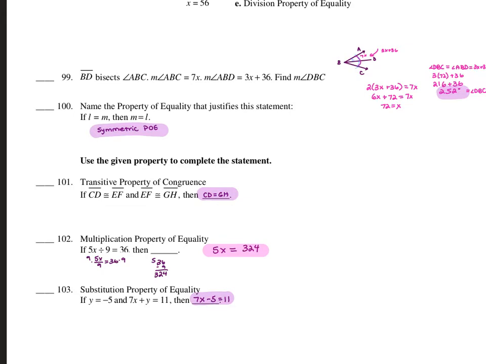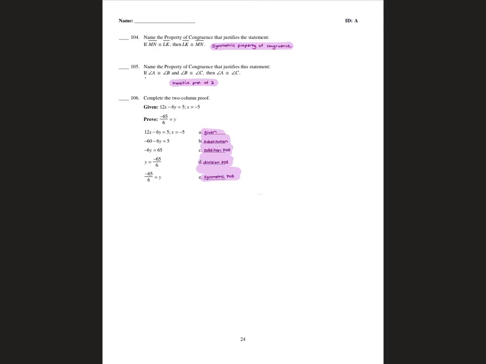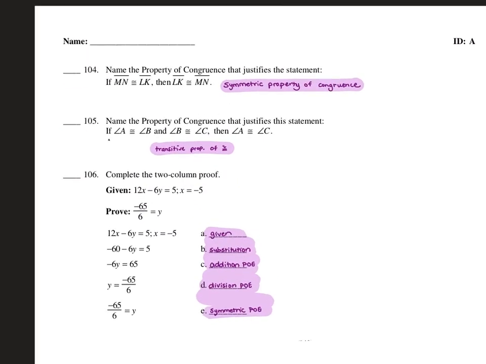Still good? Okay, 104 and 105 still properties. 104 is symmetric property of congruence, and 105 transitive property of congruence. 106, this is your algebraic proof. So it's given, then substitution, addition property of equality, division property of equality, and symmetric property of equality.